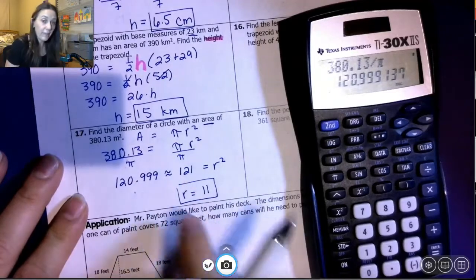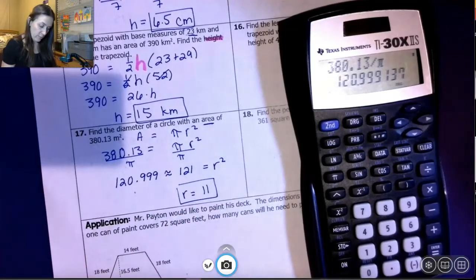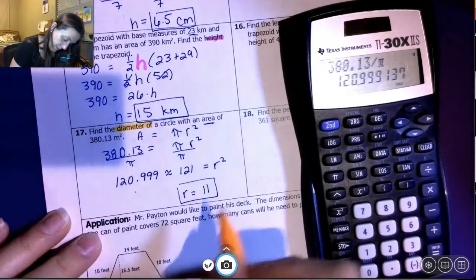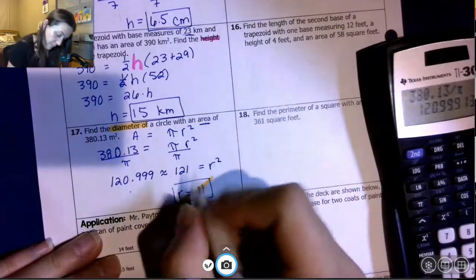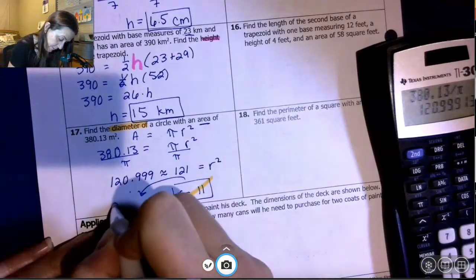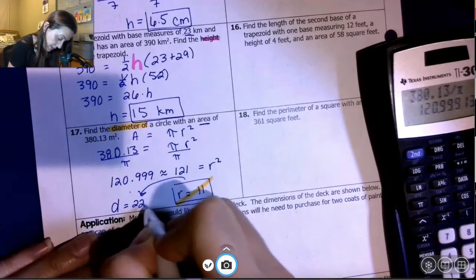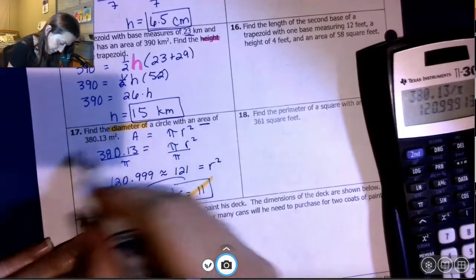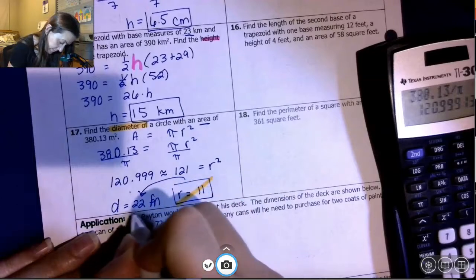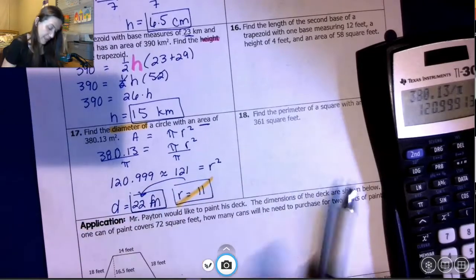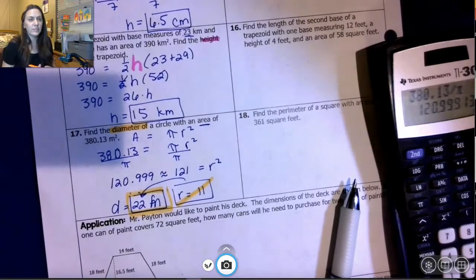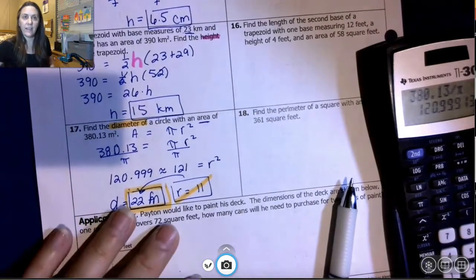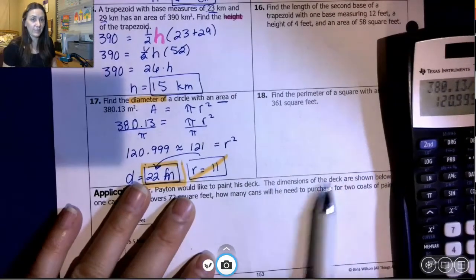Now, is 11 my answer? Remember, it's asking me to solve for the diameter, so that's not my answer. But diameter is equal to 22 feet. Is it feet? No, meters. This is my answer. So just make sure you pay attention to what it's asking you to find, and that is pretty much it.